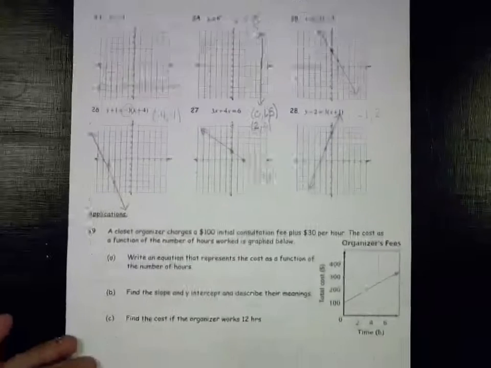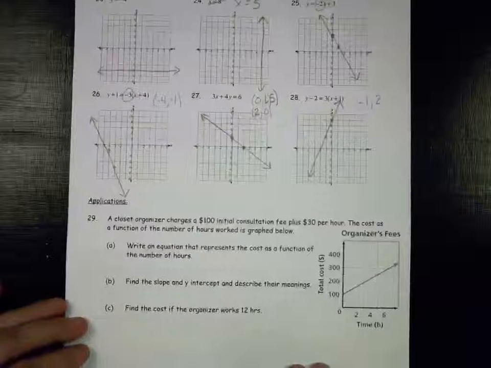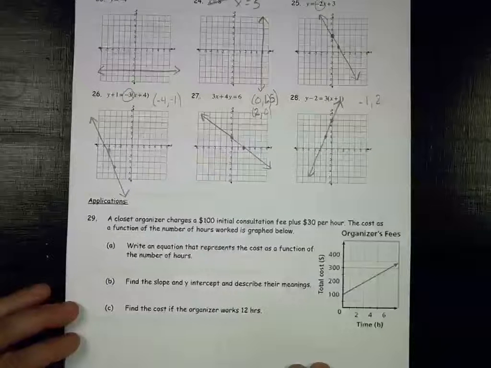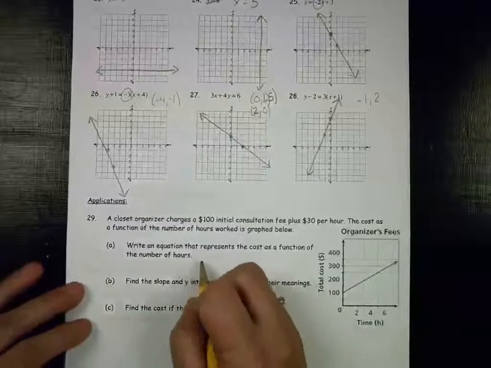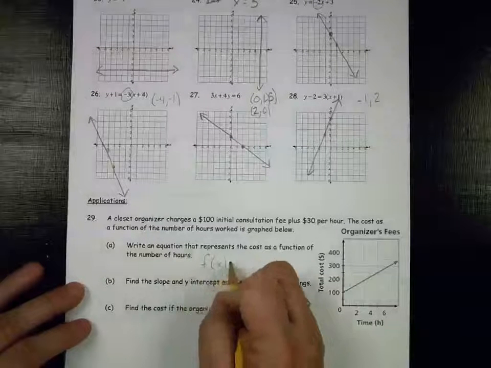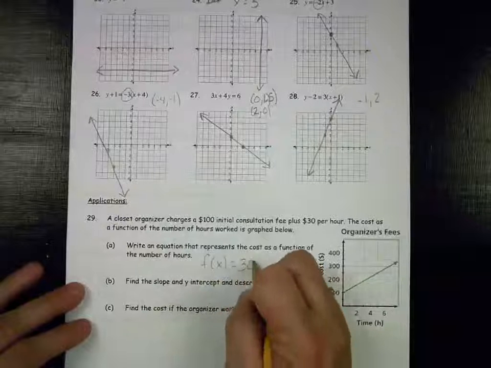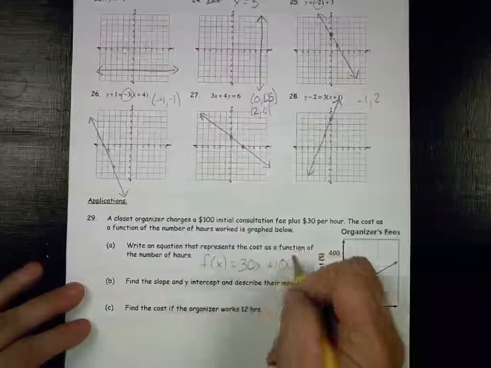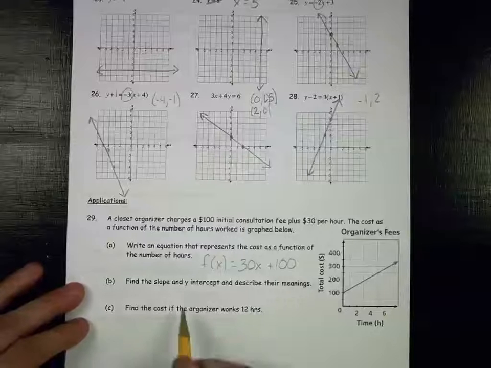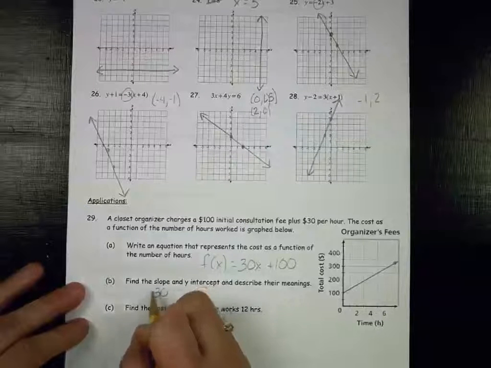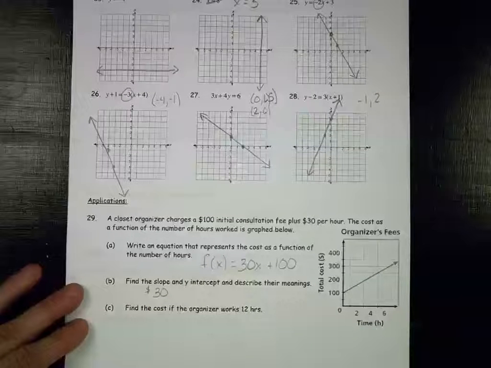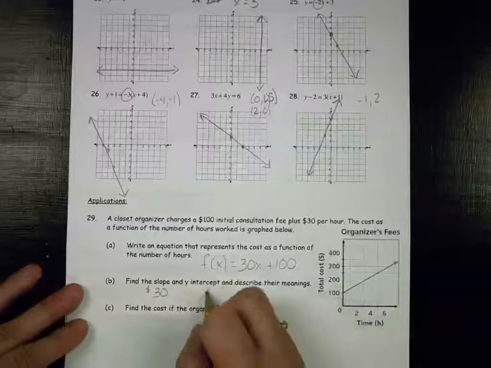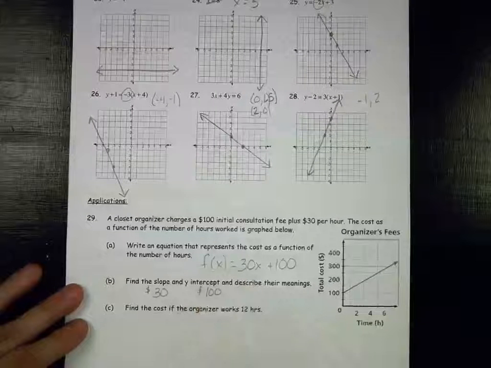And the last question, closet organizer charges $100 for your initial consultation fee plus $30 per hour. Write the cost as a function of the number of hours worked, and that would be $30 per hour, so 30x plus the 100. Your slope is the $30 per hour. That's how much your cost increases with each hour. And the y-intercept right here is the $100, which is the initial fee.